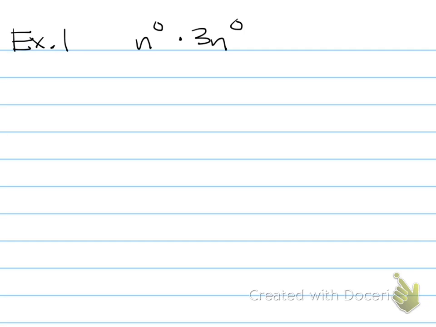All right, first example, we've got n to the 0 power times 3n to the 0 power. n to the 0 power is just 1. And so we've got 1 times 3 times 1. 3 times 1 is just 3.